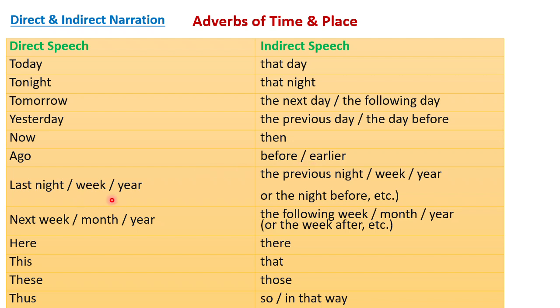Last night, last week, last year: the previous night, the previous week, the previous year, right? Next week, next month, next year: the following week, the following month, the following year. You will change it. Here will be changed into there. This will be changed into that. These will be changed into those, and thus will be changed into so or in that way.